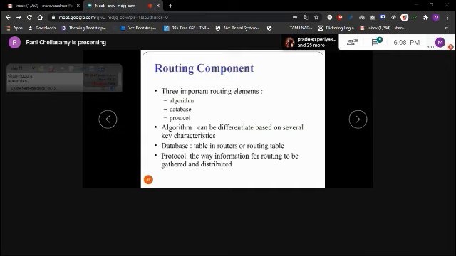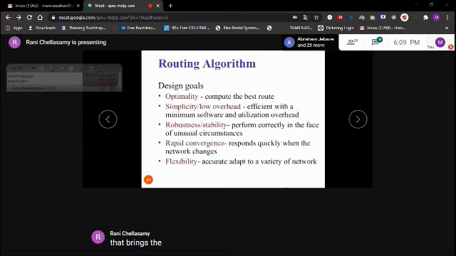Then the algorithm should be a simple one, or it should have very low overhead. That is, the algorithm should be an efficient one with the minimum software, and the resource utilization should be the best one. The next comes robustness and stability. So the algorithm should perform in a correct manner in dealing with unusual circumstances also. Despite any circumstance, the algorithm should work. That brings the performance.